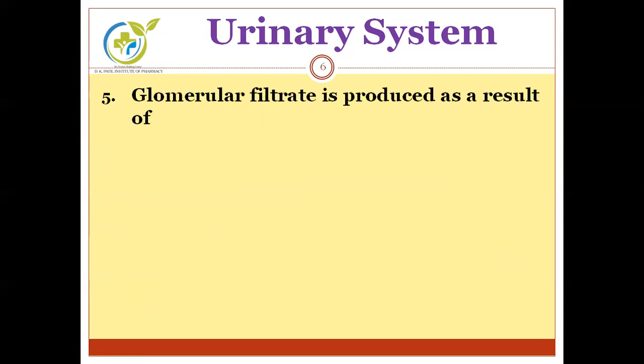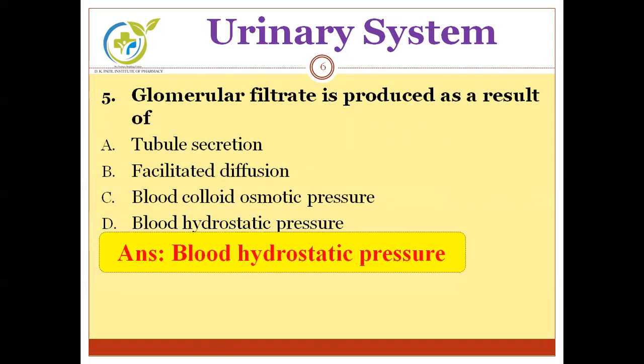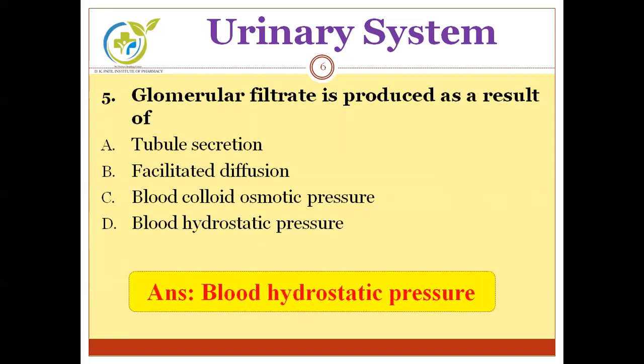Moving to the next question. Glomerular filtrate is produced as a result of, options are tubule secretion, facilitated diffusion, blood colloid osmotic pressure, blood hydrostatic pressure. Can you guess the correct answer? Glomerular filtrate is produced by blood hydrostatic pressure.